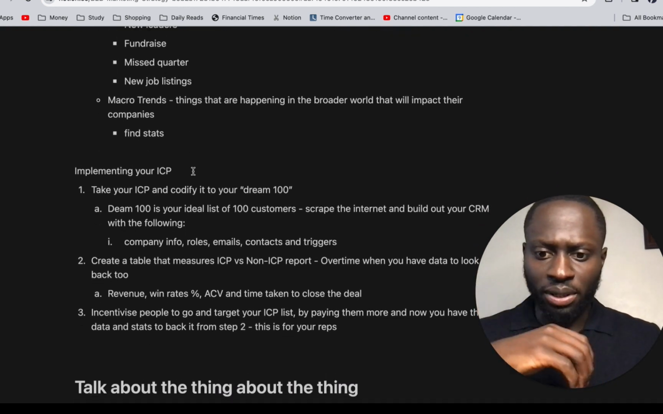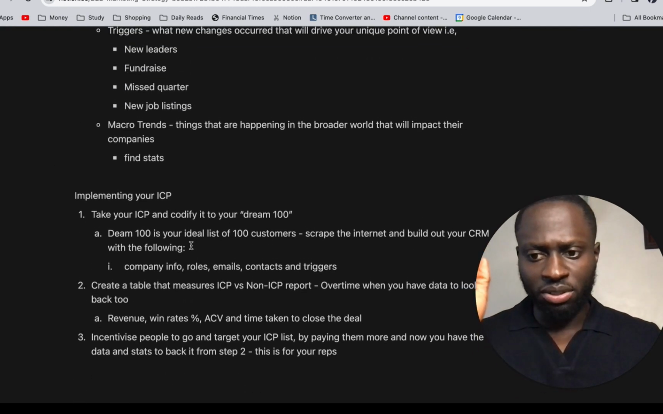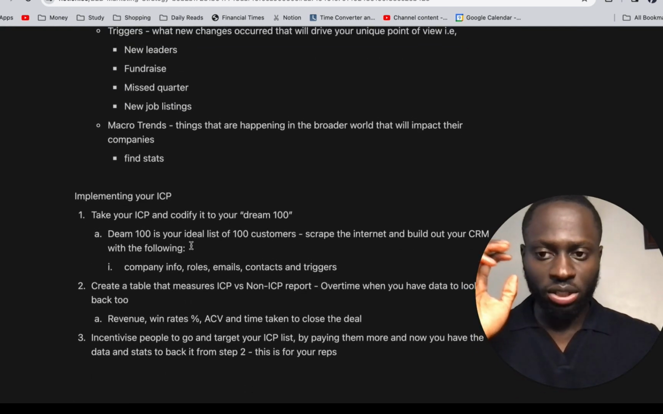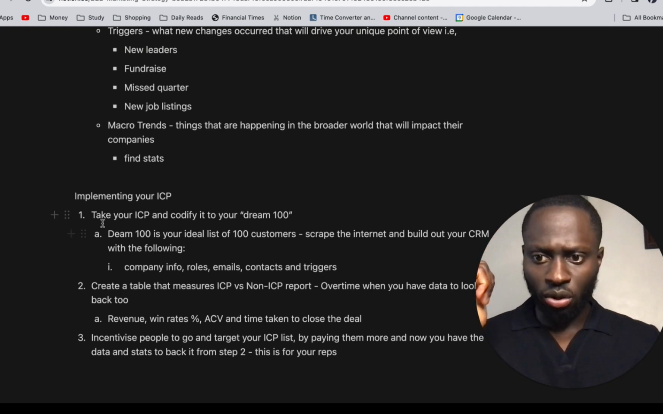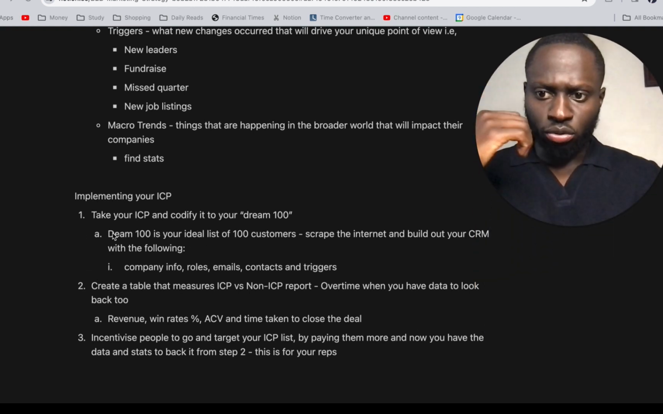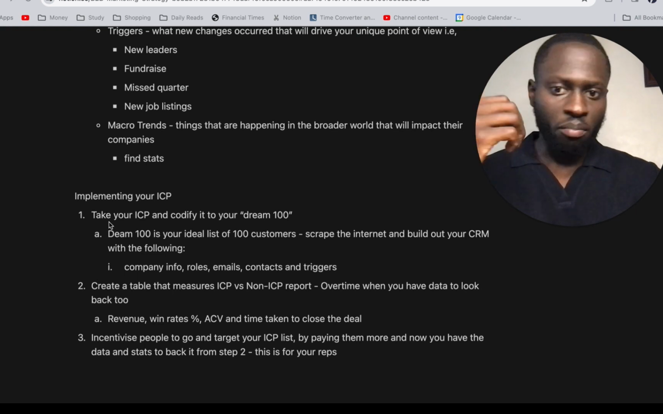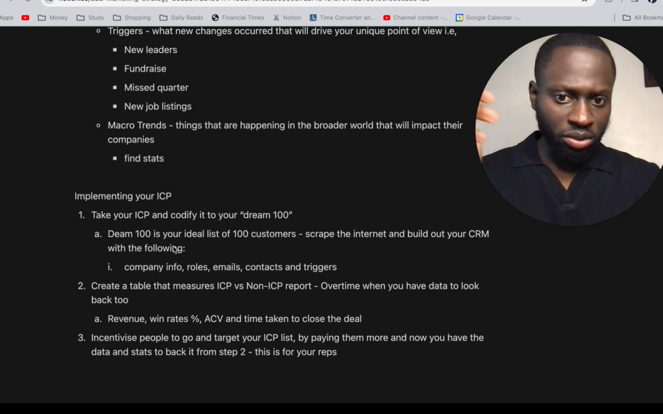And then you're implementing your ICP. There's more stuff, as you can see, but I'll just keep this on ICP. The marketing strategy is broad, it's big, it's in depth, and it works. So you want to be a bit more practical. As I said, implementing your ICP: take your ICP, codify it, make your Dream 100. Dream 100 is your ideal list of 100 customers.